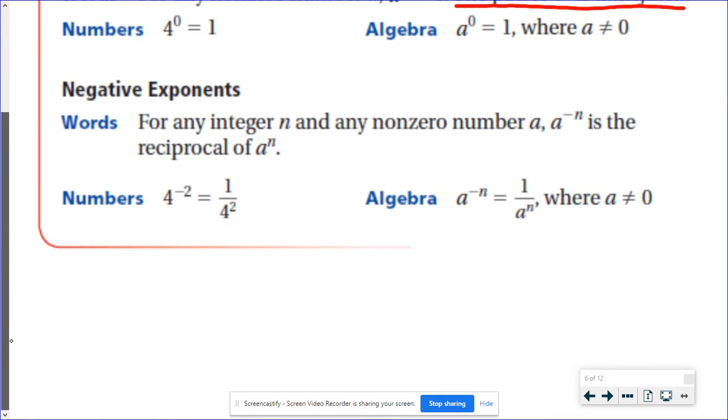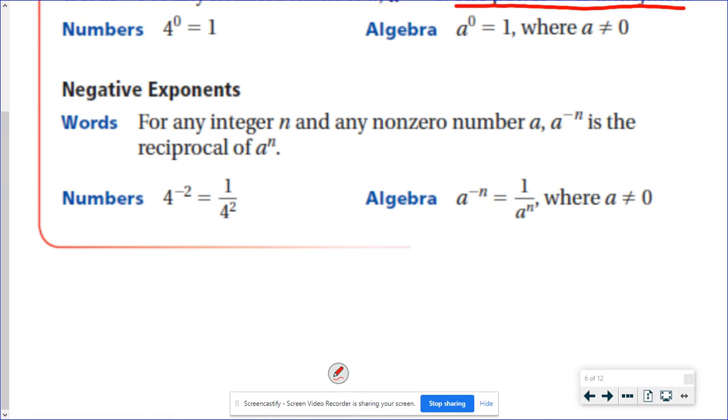Now, these negative exponents. A negative exponent is really the reciprocal, you guys know what a reciprocal is, that's when we flip a fraction over, of that same thing with the positive exponent. So if I have, for instance, 4 to the -2 power, that's the same as 1 over 4 to the 2nd power. Or I could have that flipped.